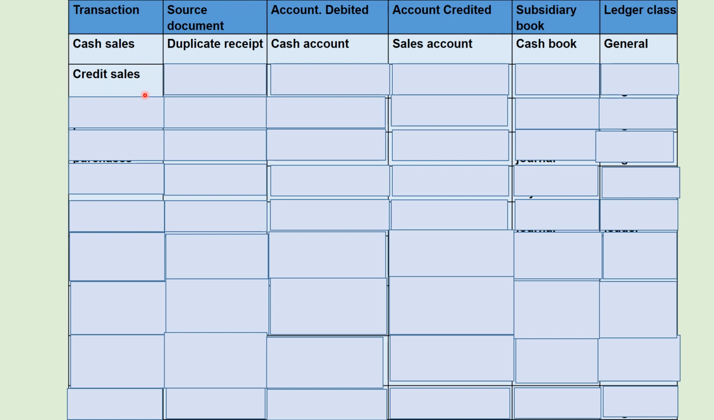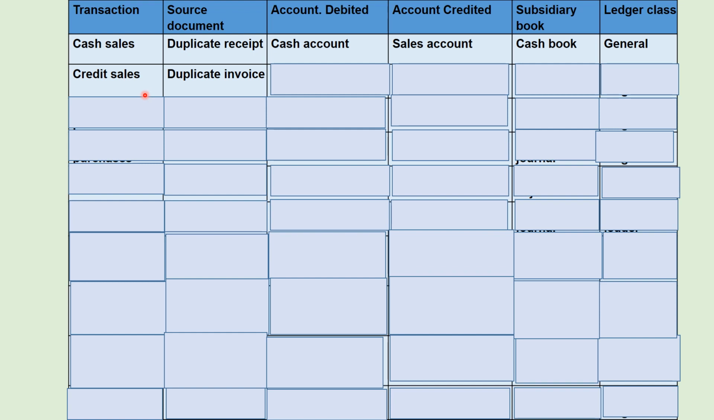The next transaction is credit sales, where you have sold goods on credit. So in this case, this is what happens. You as a business, you are going to issue what is called an invoice to a buyer. An invoice is going to show the types of goods that you are going to sell the buyer and their prices. Okay, so once the invoice is accepted, then you're going to give the buyer the goods and you'll be waiting for payment. Okay, so the source document is the duplicate of that invoice which you sent to the buyer.